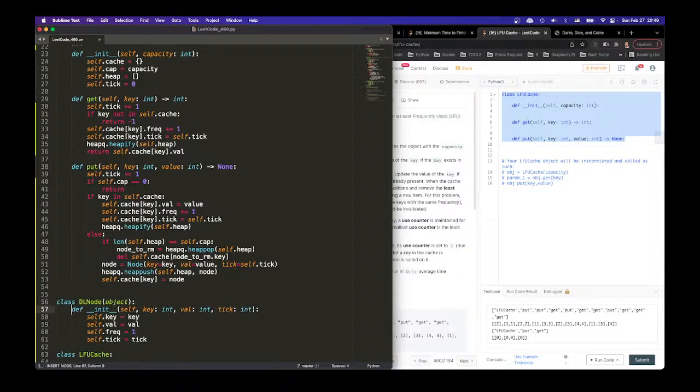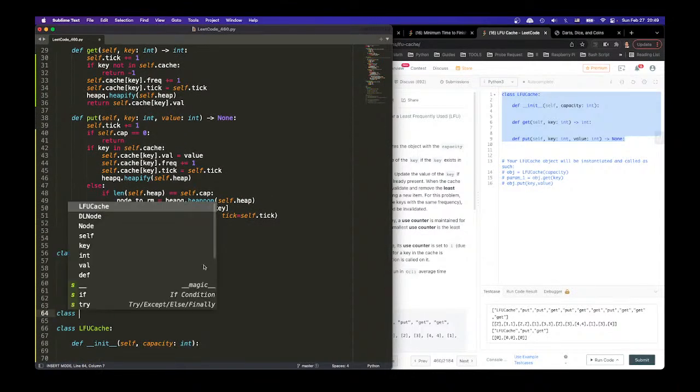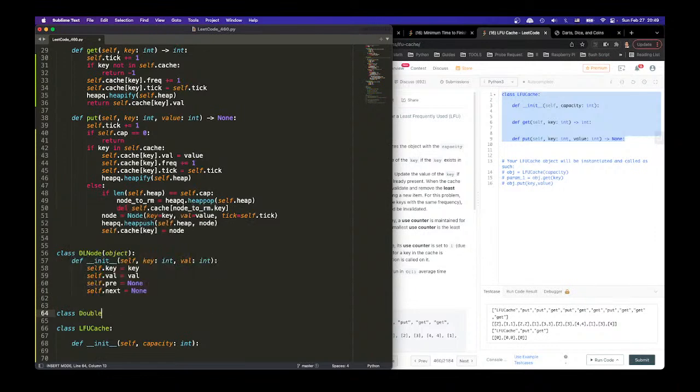All right. So what is this? I need a key and a value. I don't need tick. Okay, I just need the key and I need the value. Key value, no frequency, but we have to have pre, right? And next. Okay, pre, that's the DL node. And then I have to create a new one called class DoubleLinkedList. That's an actual double linked list.